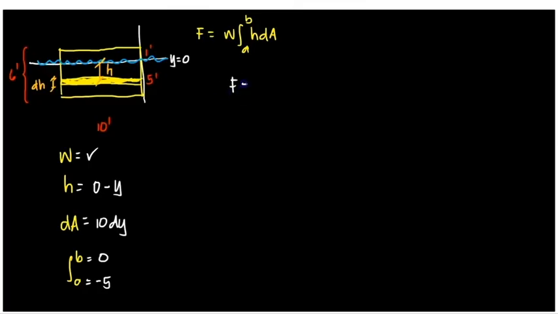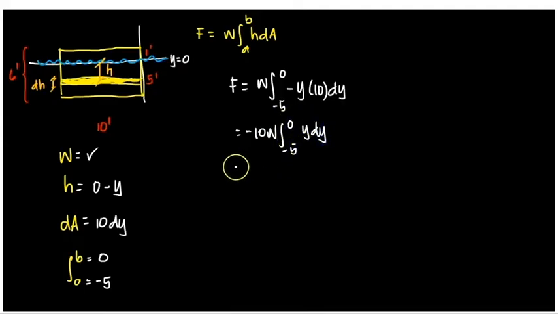So here, force would be W from negative 5 up to 0, negative y, 10 dy. So let's bring out what we can bring out. Negative 10W from negative 5 to 0 of y dy, negative 10W, y squared over 2 from negative 5 to 0, negative 10W, 0 minus 25 over 2.